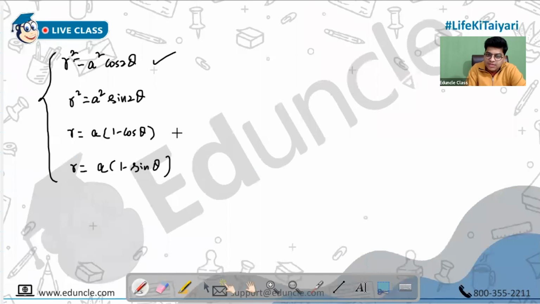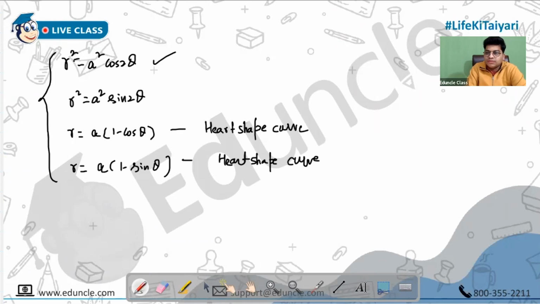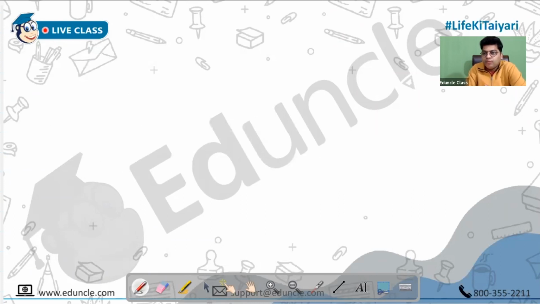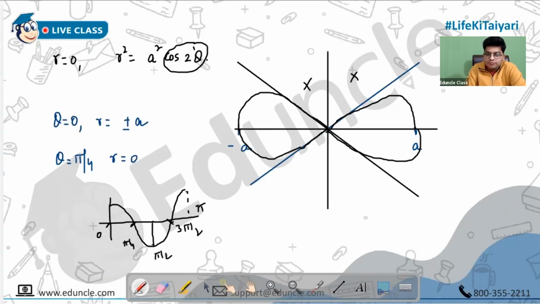You know this is lemniscate, right? This is heart shape curve. This is also heart shape curve. These are the petals type. Okay, we can have more and more petals, but no problem. Now the problem is clear. It means there is a sphere, and the area of the region is given by this.